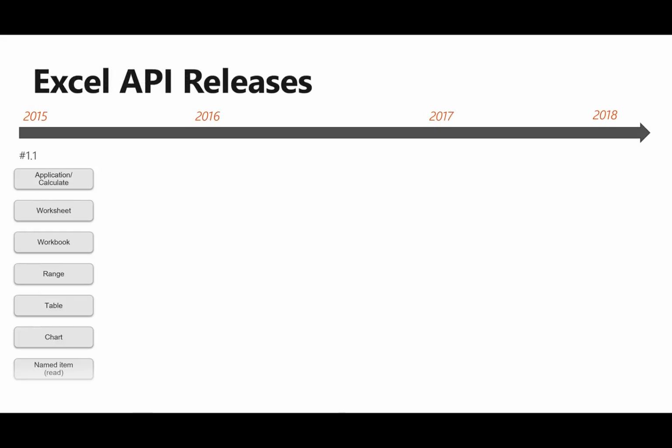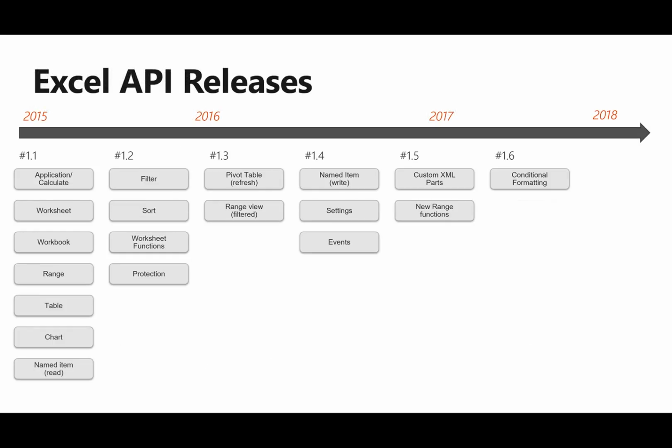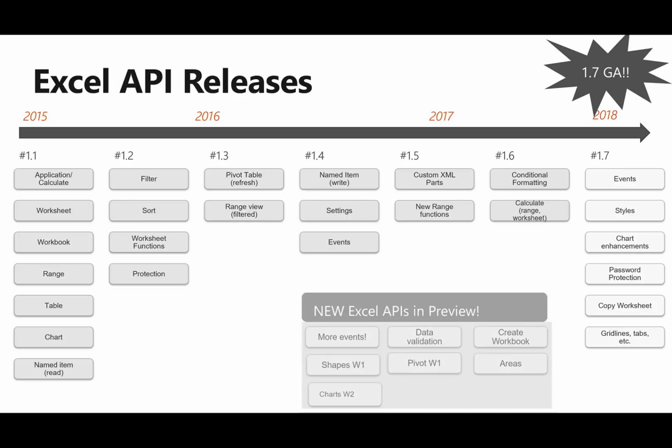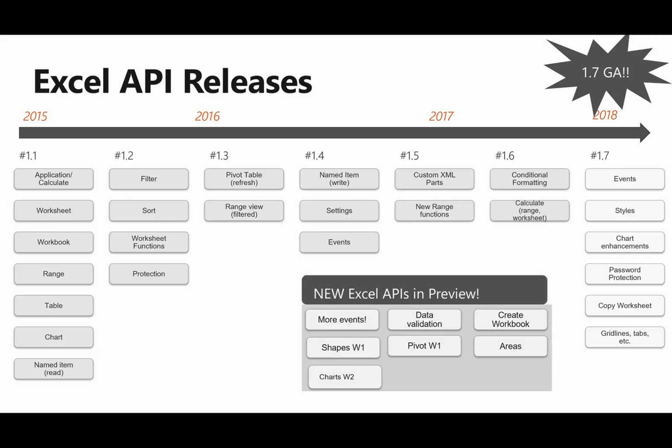So what's included in this API? It's a project that we've been doing since 2015. Since then, we have released 7 what we call requirement sets, or groups of functionalities. And the last one that we are announcing today is that 1.7 goes GA. We're going to see more details in a second of what's included there. We also want to say that we have new APIs in preview that you can use today, and we encourage you to help us by using them and tell us what you think about it.